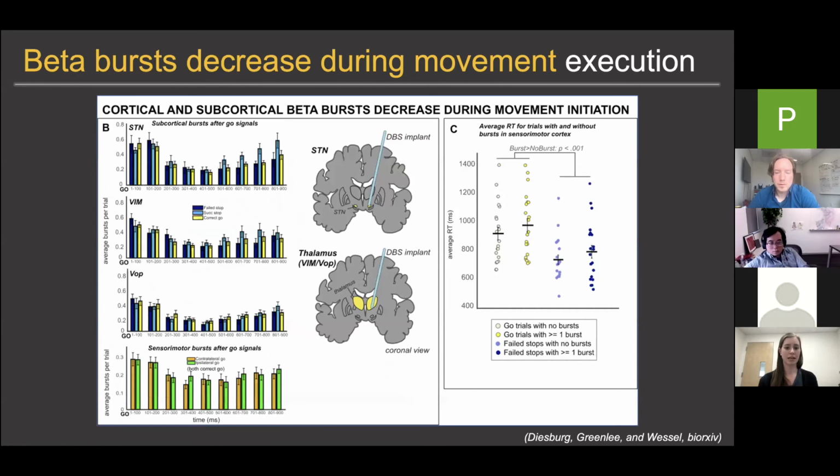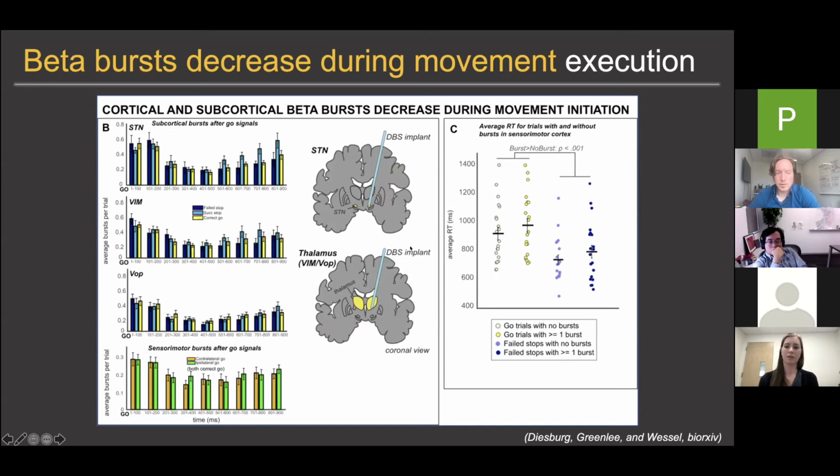So just to get into the results, what we found first of all is that beta bursts decrease across all recording sites during movement execution. I've plotted beta burst rates on the y-axis, and on the x-axis are time bins in 100 millisecond increments following the go signal. And we can see that beta burst rates quickly decrease in STN, in thalamus, and in sensory motor cortex, while participants are performing movement execution.